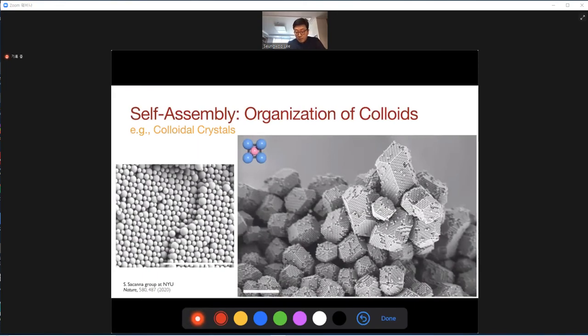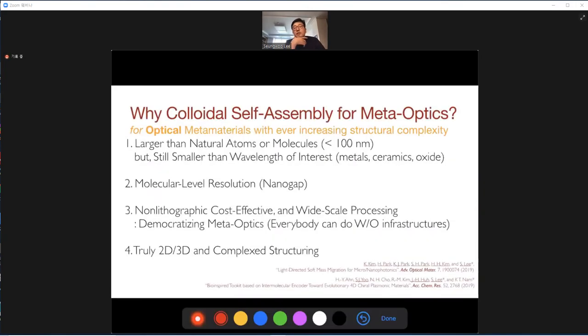So I believe this colloidal-based self-assembly can provide a good practical platform for achieving optical metamaterial by taking advantage of the features listed in this page. First, the colloidal particle is larger than the natural atom and molecule. What that means is that their electromagnetic response could be much higher than that of the natural atom or molecule, but they are still smaller than the wavelength of interest. So it can act as a meta-atom in terms of effective medium theory.